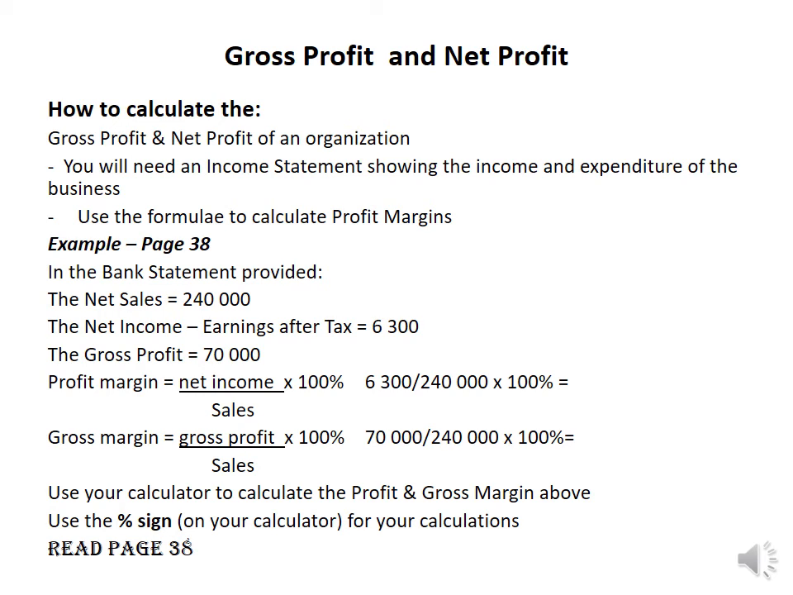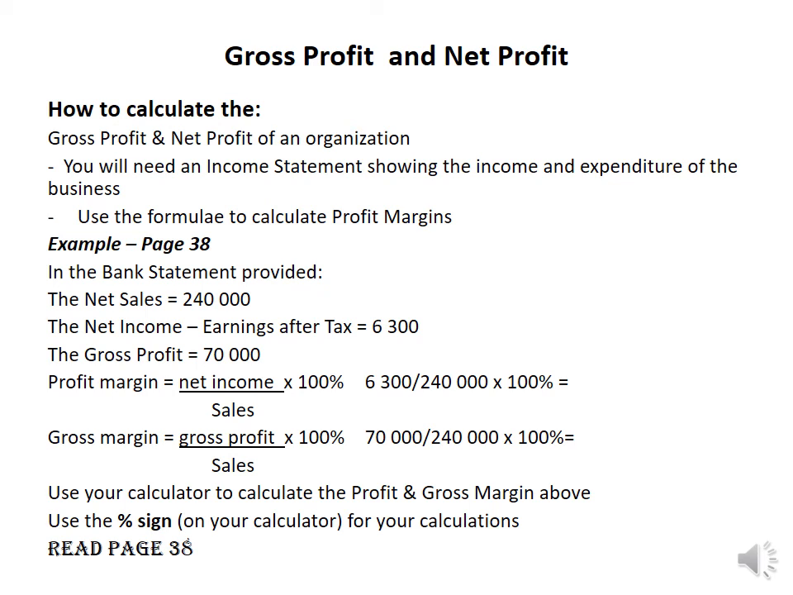The gross margin equals gross profit divided by sales times 100%. Use the percentage sign, and then you will get the amount. In the case of this example, the amount of the gross profit is 70,000 divided by the sales, which is 240,000 times 100%, and you press the percentage sign and you'll get the total.